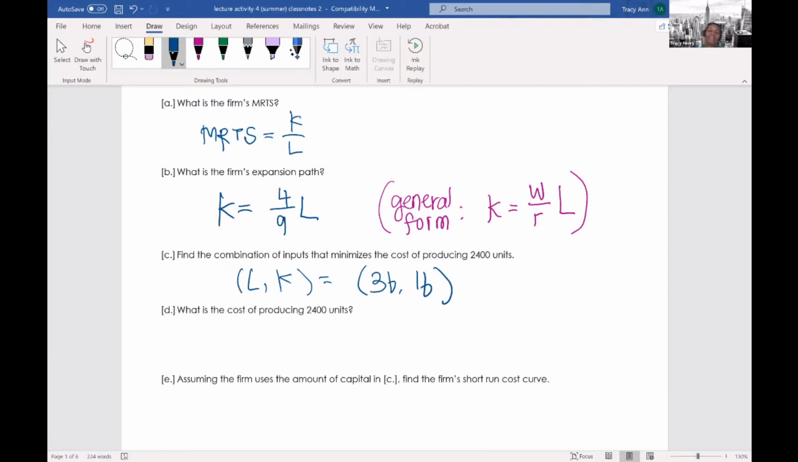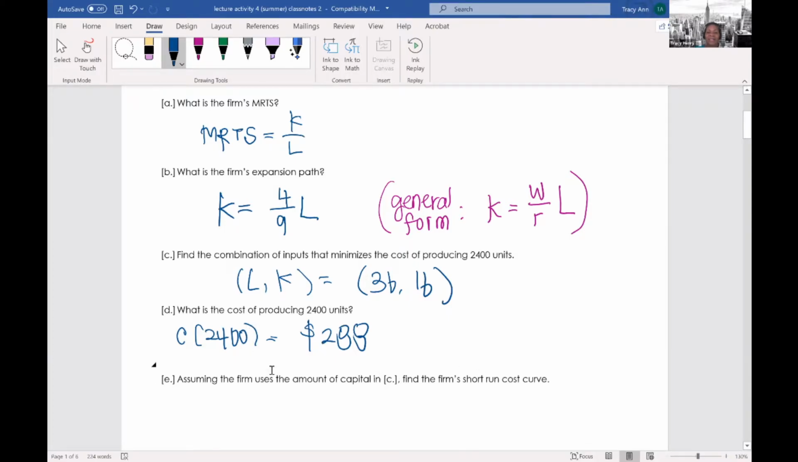Then, when it asks what is the cost of producing 2400 units, this is a specific quantity. So there's only one minimum cost of producing 2400, and that minimum cost ended up being $288. We found that by saying W times L plus R times K, which is 4 times 36 plus 9 times 16, and that gave us the cost of $288.